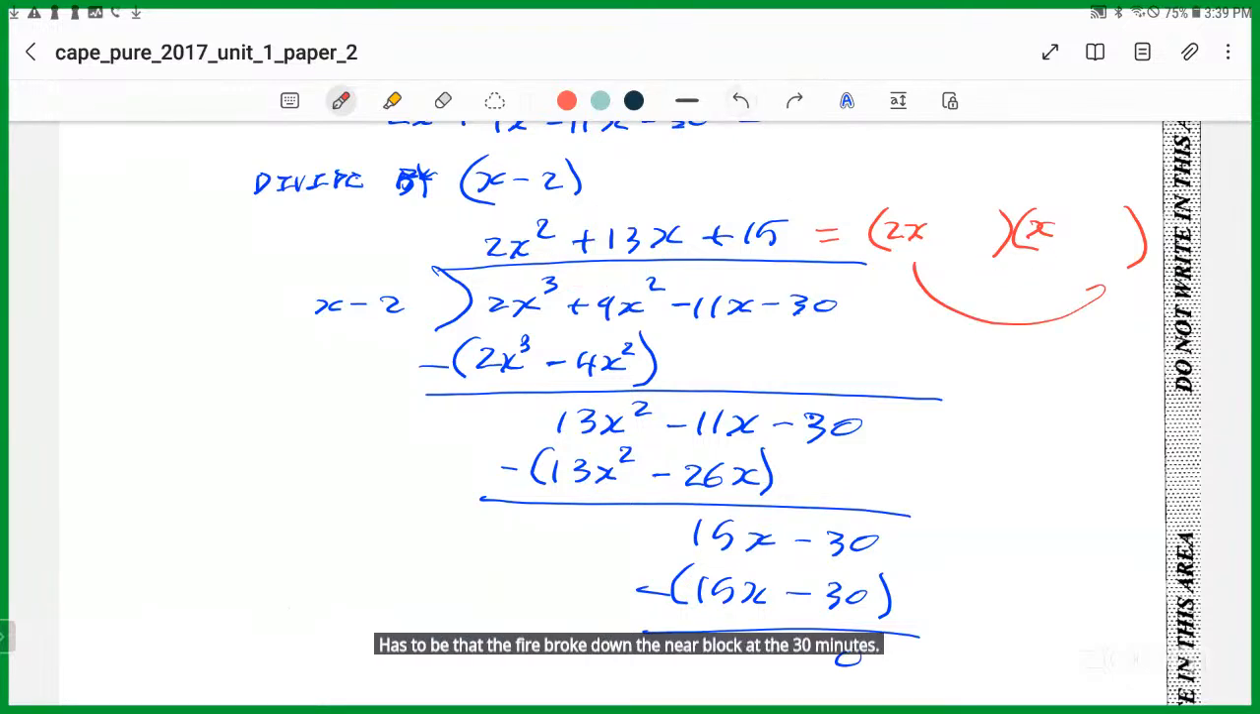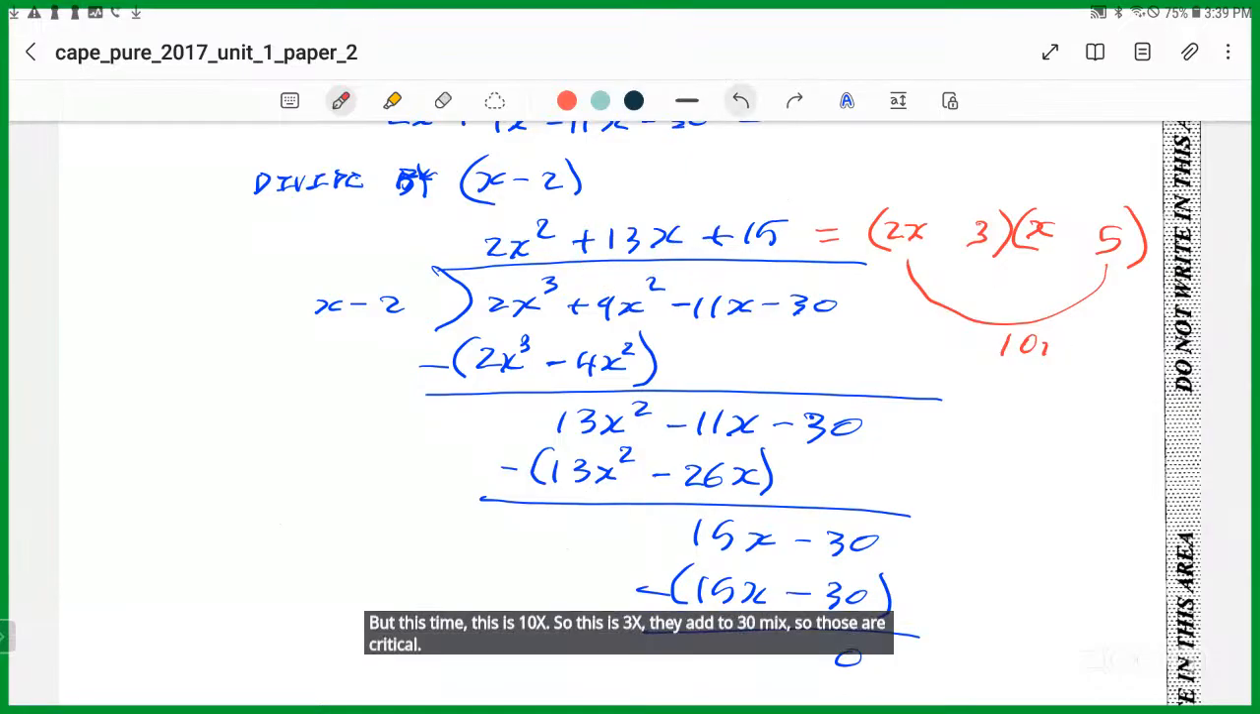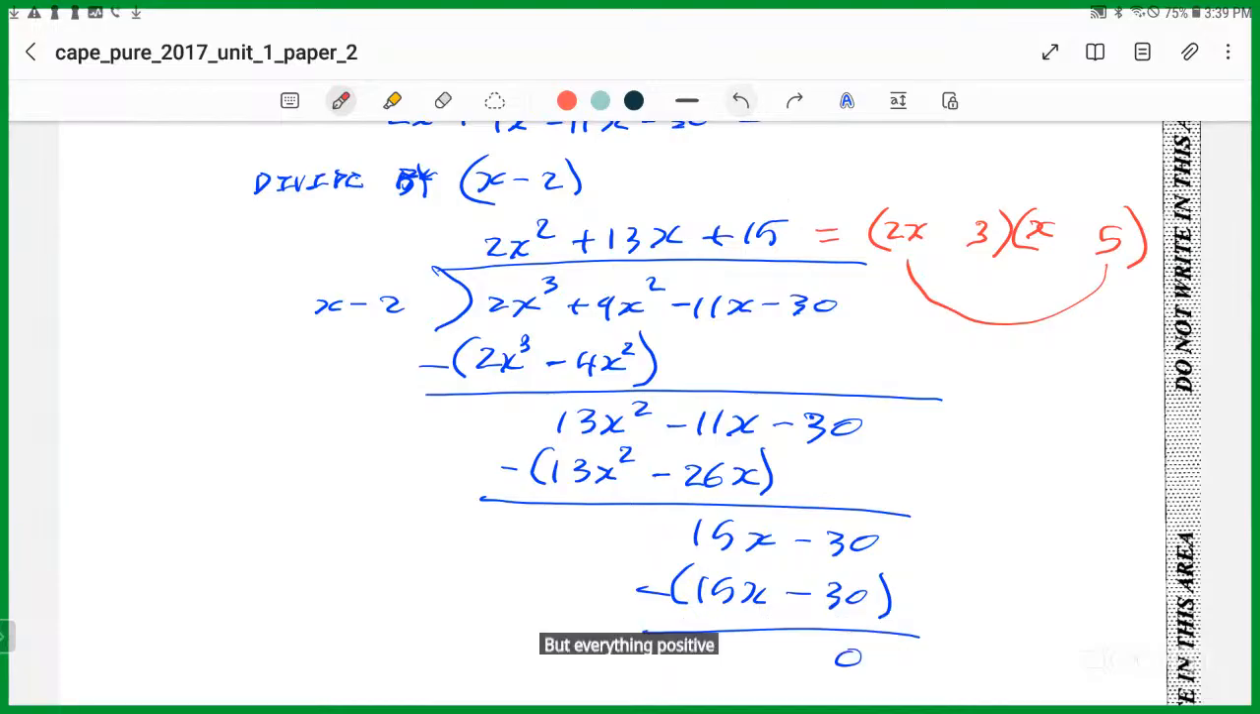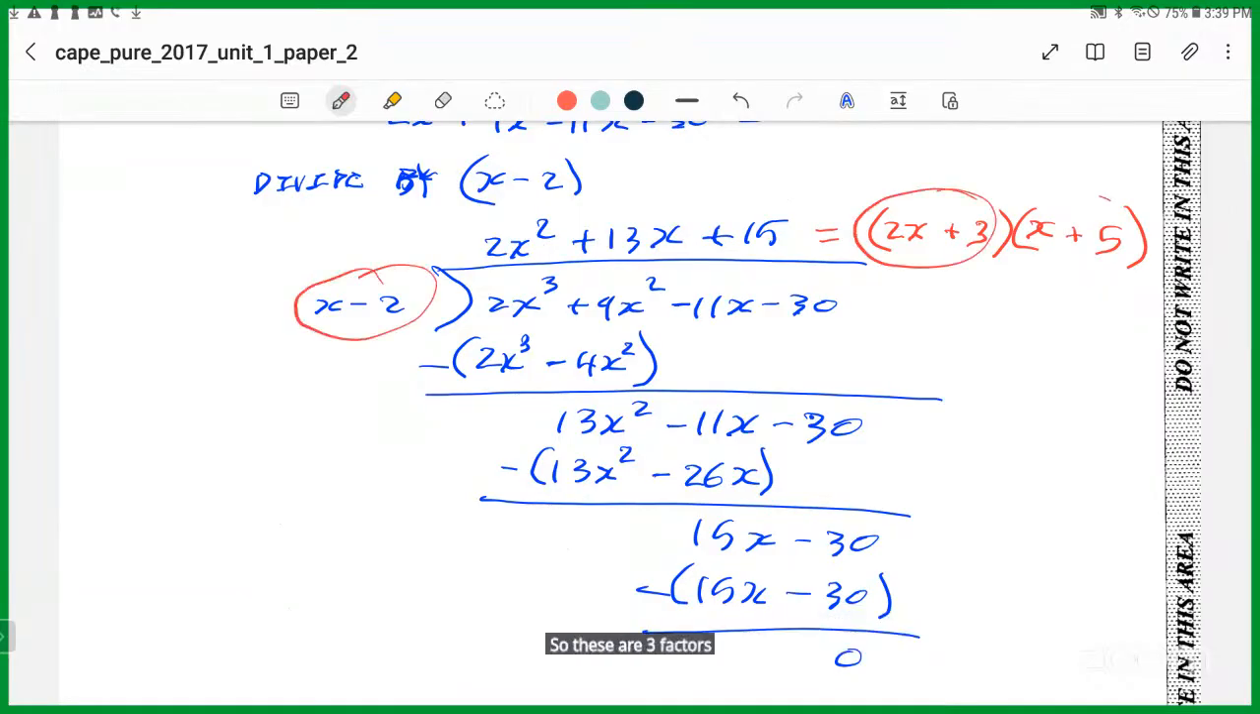Now, factors of the 15. Looks like 5 and 3. But this and this is 10x. And this is 3x. They add to 13x. So those are correctly positioned. But everything positive. So we need a plus here and a plus there. So these are the three factors of this expression.